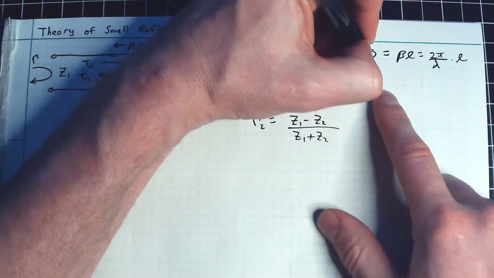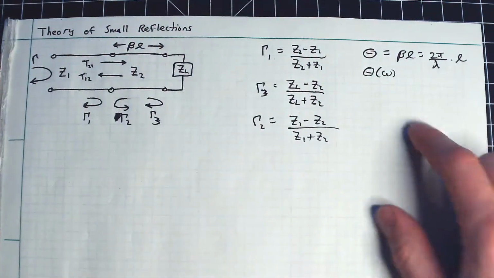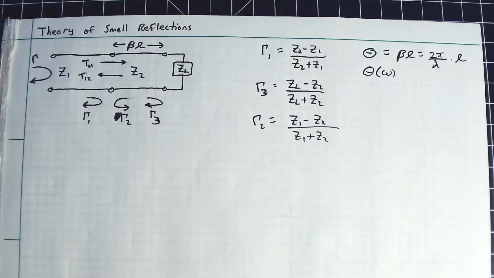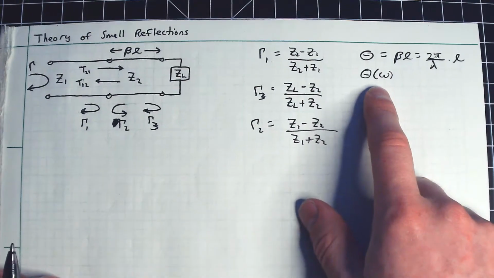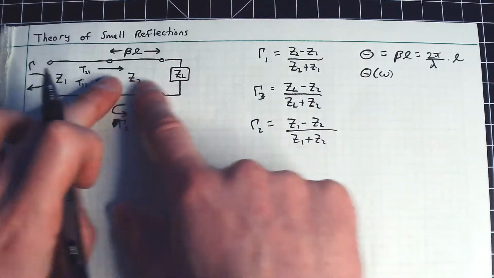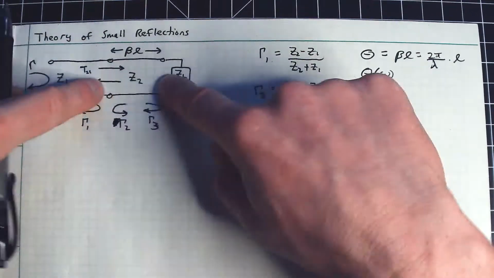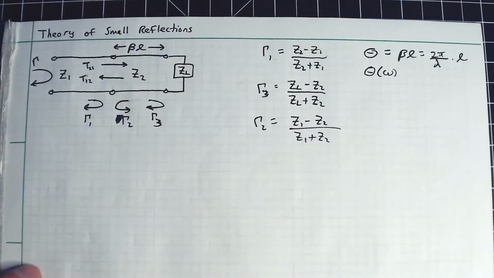So you can think of this maybe as theta as a function of omega, or as a function of f if you want, or wavelength here, okay? So that's an important idea. It's a frequency dependent term that captures the electrical distance between these two points, or from this node to that node, and so on.